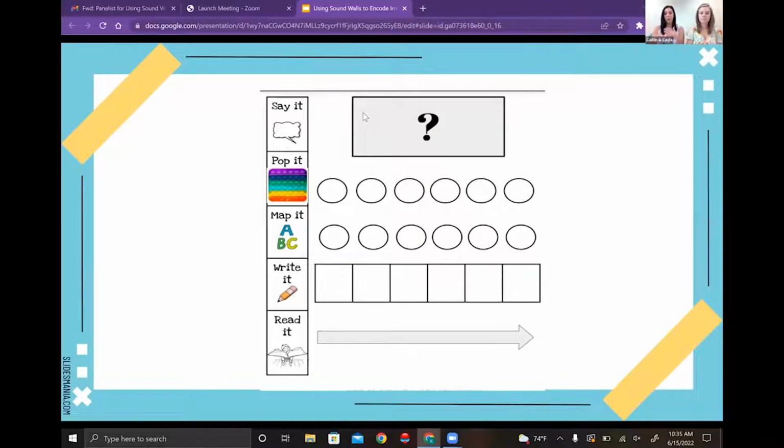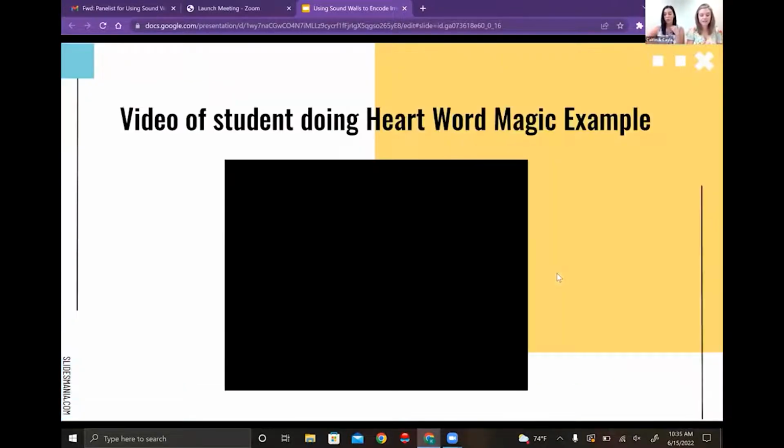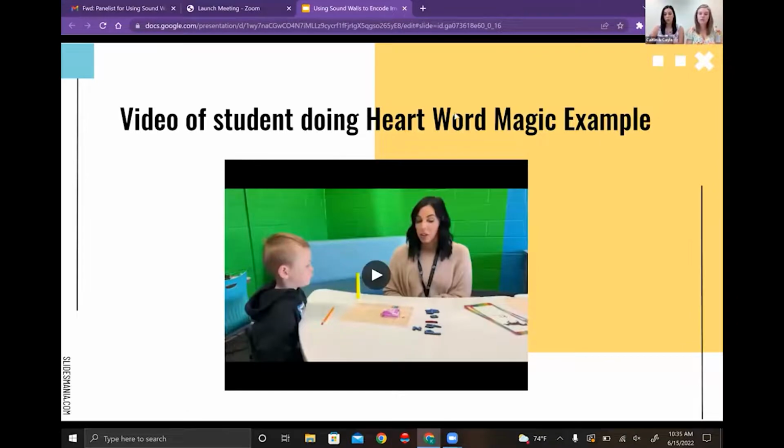When we're done with that, we can do some other multisensory things with it as well. They can use it in a sentence just so they have a full understanding of it. But again, the poppet is great. They love it. It's fun, something that you can incorporate into your class as well. So on this next slide, you're going to see a video of Cayla working with a student through this entire process, just to make it a little bit more tangible.